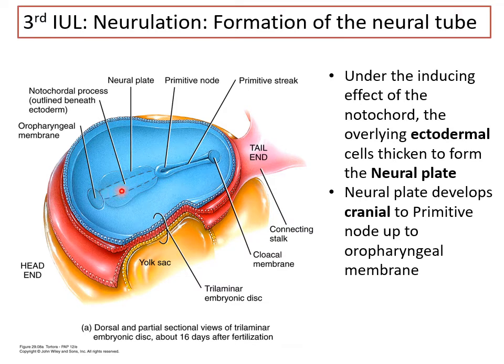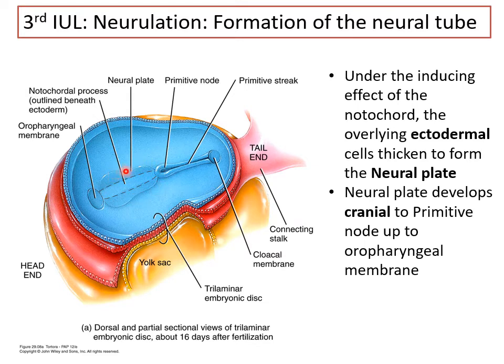Now, under the inducing or stimulating effect of the notochord, remember this notochordal process is lying beneath the ectoderm. The overlying ectodermal cells thicken again, form a thick plate known as the neural plate. It's like a slipper shape. Look at the shape. It's like the sole of your shoe or a slipper shaped neural plate.